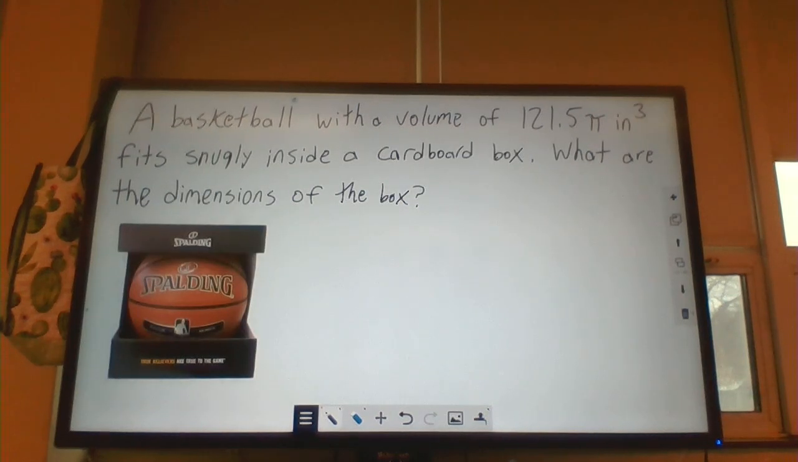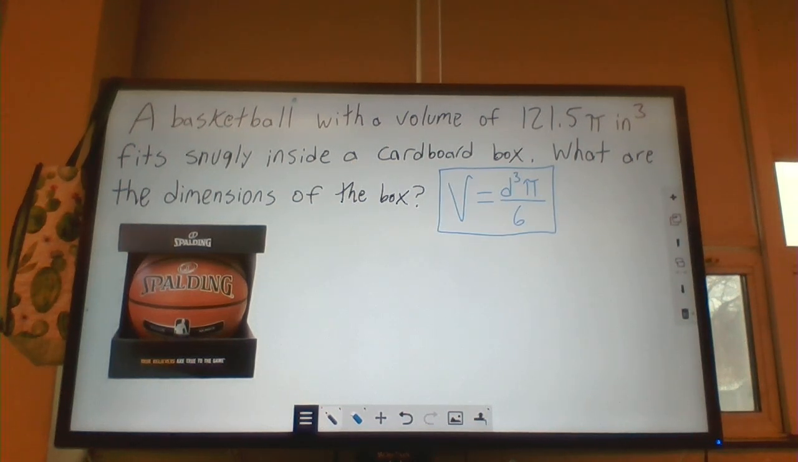Second problem. A basketball with a volume of 121.5 pi cubic inches fits snugly inside a cardboard box. What are the dimensions of the box? Now take note that pi is included in the volume already, which means that when we inevitably have to divide by pi, we're not going to end up with a messy number. We can just divide away the pi. So you're welcome.